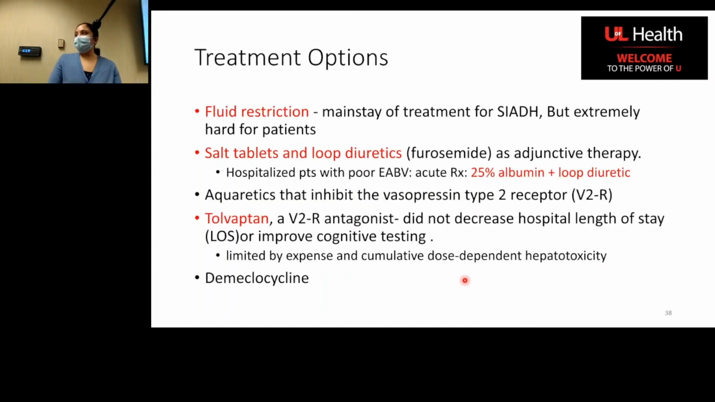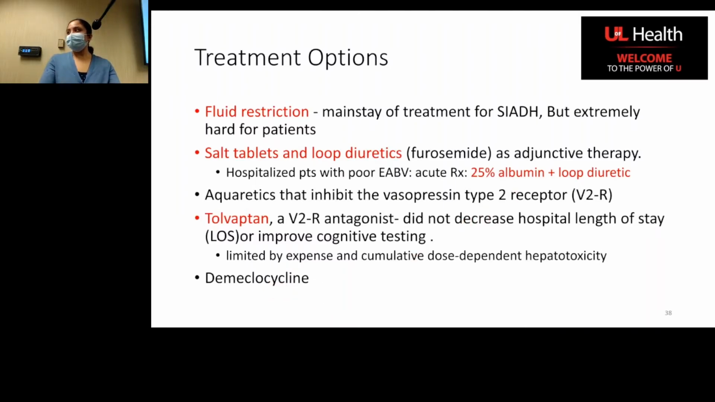Moving on to treatment options, and this is going to be the main focus. Fluid restriction, we know, is the mainstay of treatment, but again, extremely hard for these patients, especially in the outpatient setting. So we tend to resort to salt tablets concurrently with loop diuretics like furosemide. In hospitalized patients, especially the case that I just talked about, sometimes we do give them 25% albumin with a loop diuretic to try to get their sodium up to at least above 125, and then they can be stabilized on a salt tablet.